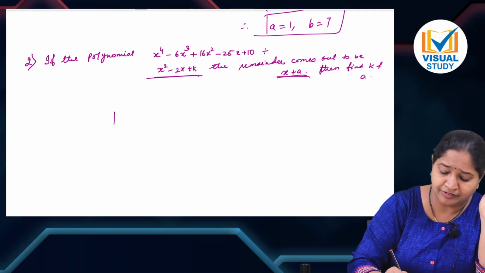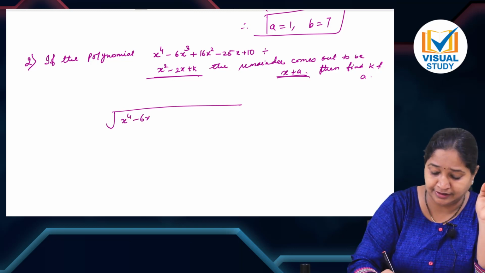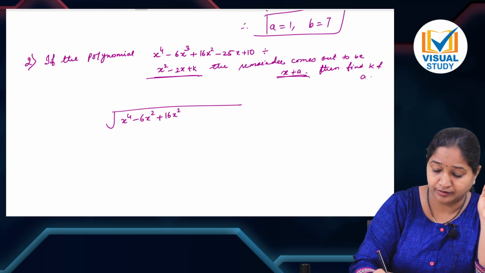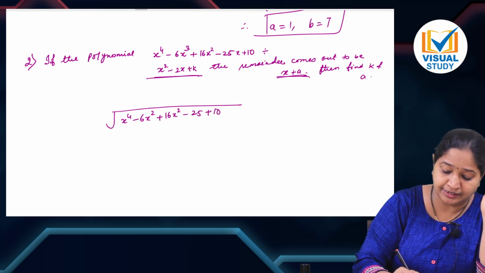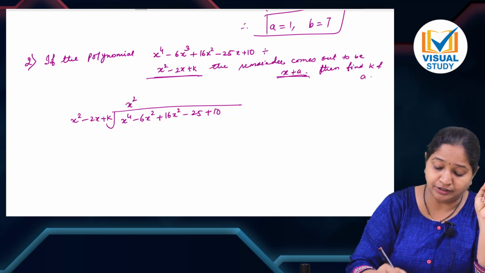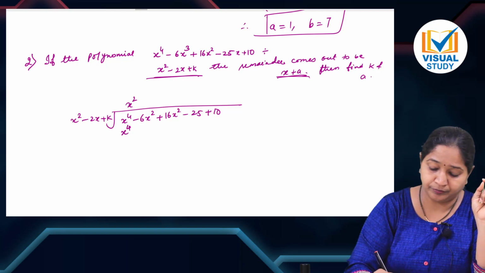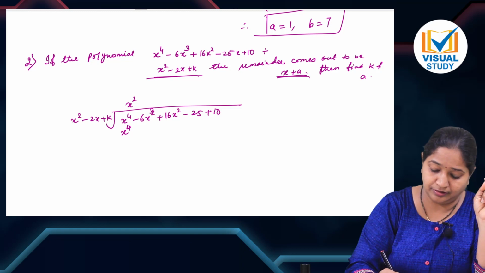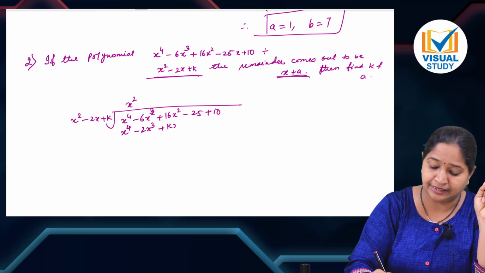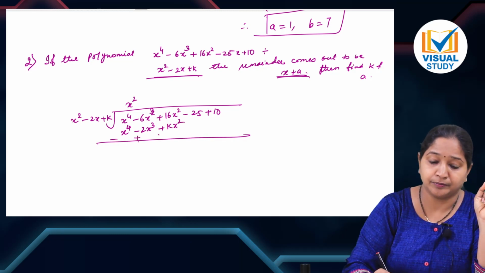Before that, you just divide simply by the divisor. Just do regular division as we normally do. Don't get panic. x square into this you get x raised to 4. x square into this you get minus 2x cube. x square into this you get plus kx square.